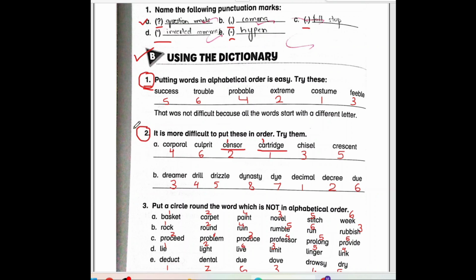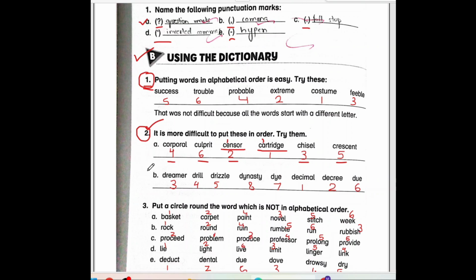So the correct answer for part 2 is: cartridge is number 1, then sensor is number 2, chisel is number 3, corporal is number 4, crescent is number 5, and culprit is number 6.